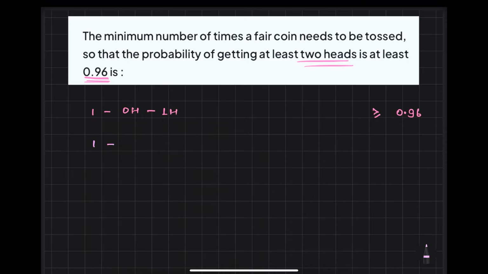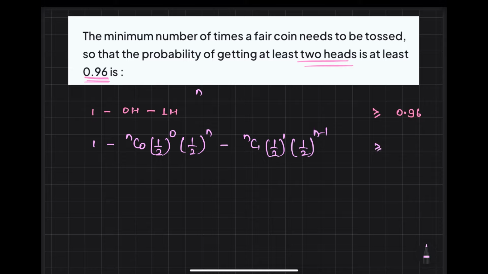So we have 1 minus the probability of having 0 heads. 0 heads means what? Suppose that there are a total of n times you are throwing a coin. So can I go with nC0? Probability of having head is 1 by 2, it should have power 0, and then probability of having tail is 1 by 2 power n. Also, in the next case you want one head, so nC1 times 1 by 2 power 1, and then we want 1 by 2 power n minus 1, greater than or equal to 96 by 100.